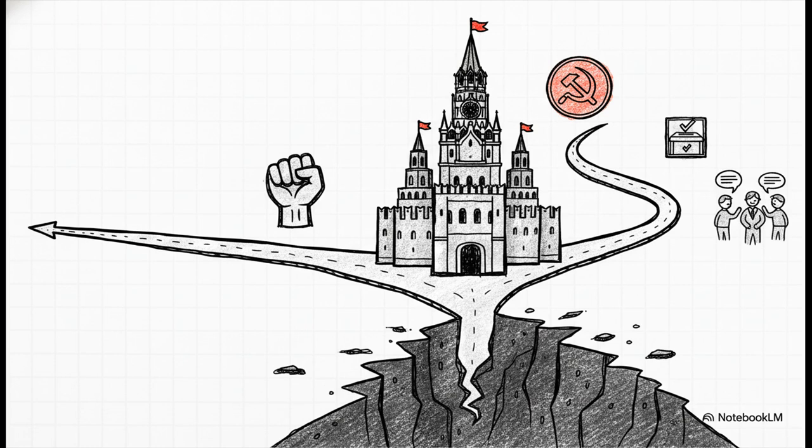But the real final breaking point was 1917. When the Bolsheviks seized power, it forced every socialist on the planet to pick a side. It boiled down to one fundamental, irreconcilable question: how do you actually achieve socialism?